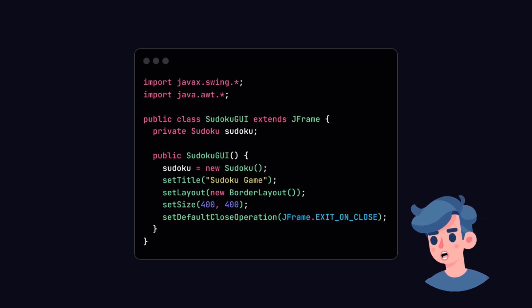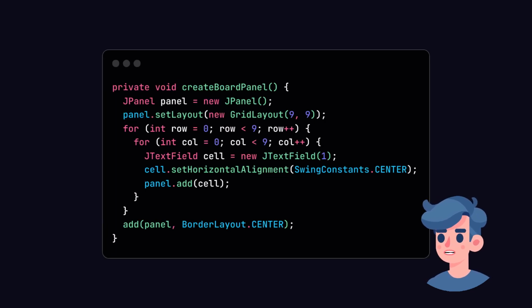Next, let's make our game interactive by leveraging Java Swing to create a user interface. This way, users can input their own Sudoku puzzles. We'll create a frame to hold our components. In the constructor, we initialize our Sudoku object and create the JFrame. Let's add a JPanel to display our Sudoku grid using JTextField for user input.